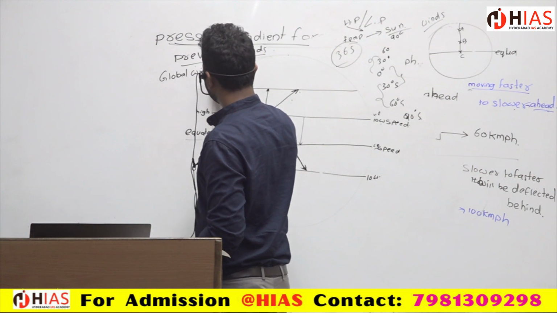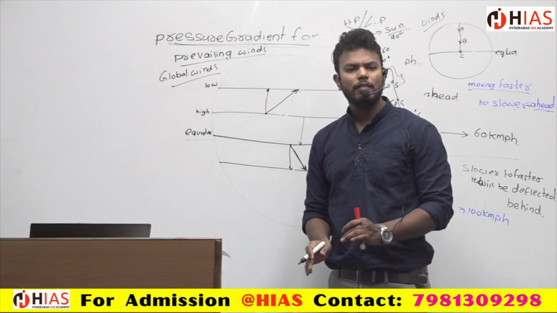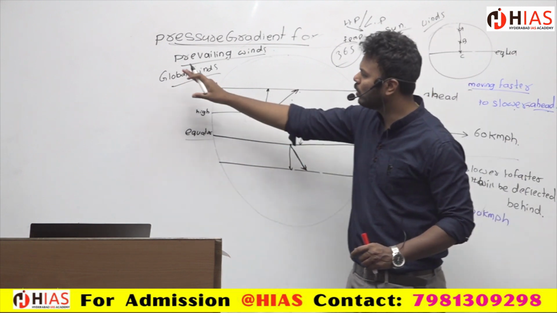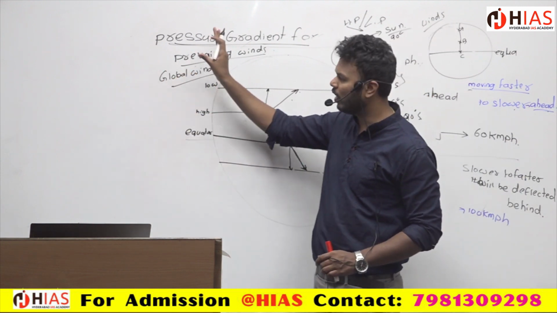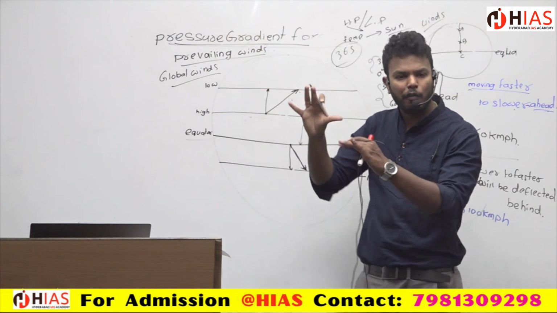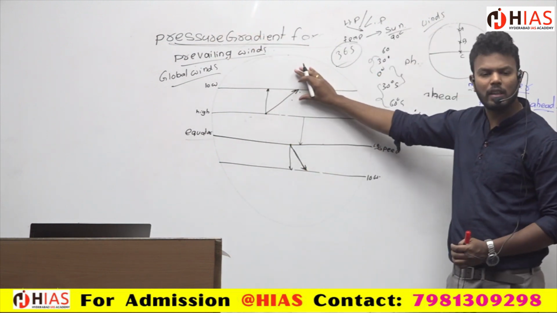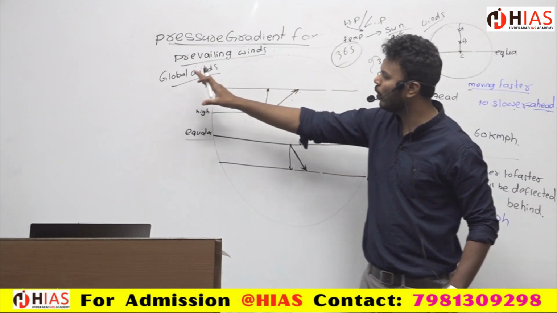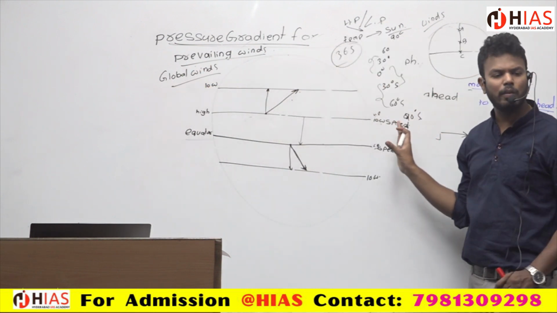There are some kinds of winds which will be there 365 days, so every time they will be there. Those winds are called global winds or prevailing winds. What are those winds? How will they travel? We will derive it by drawing the map, by drawing the globe. So in order to make you understand, I will try to derive these things.